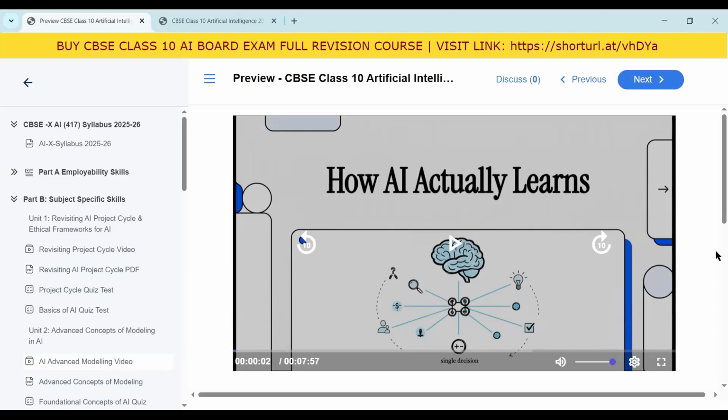So let's start the topic of how AI actually learns, or AI learning: advanced modeling. Okay, so let's start this one.